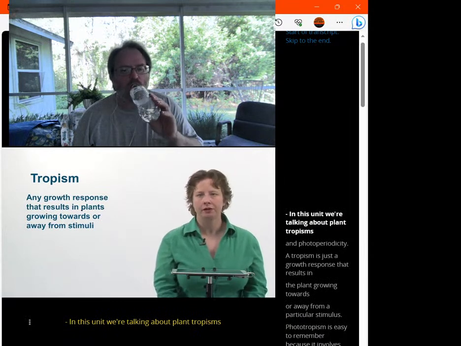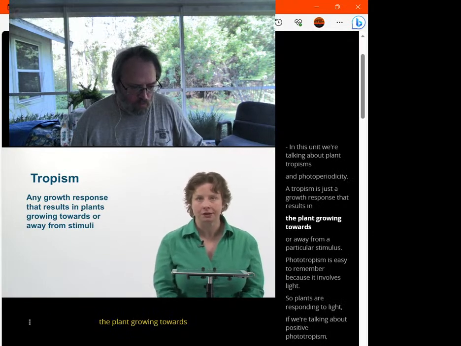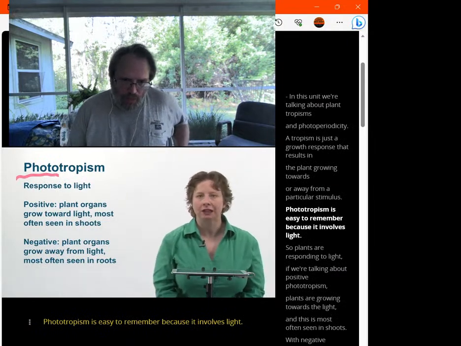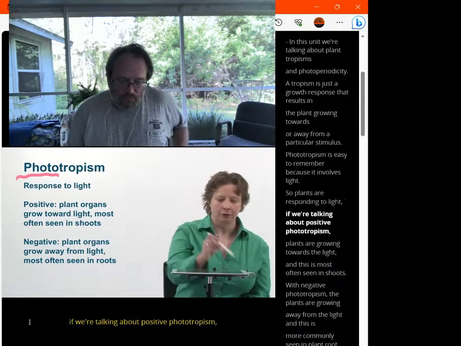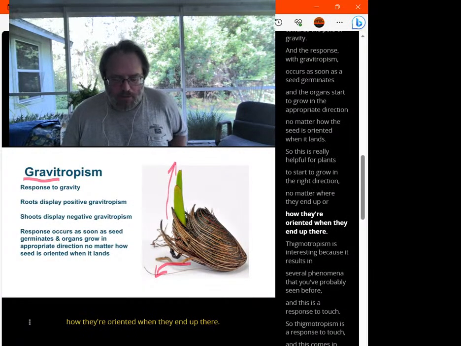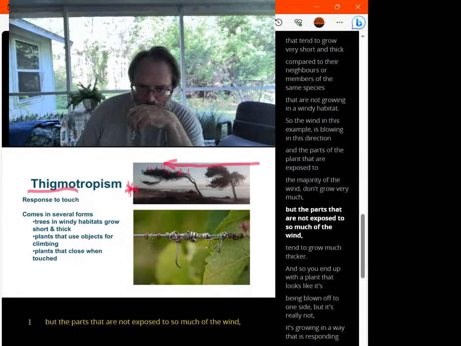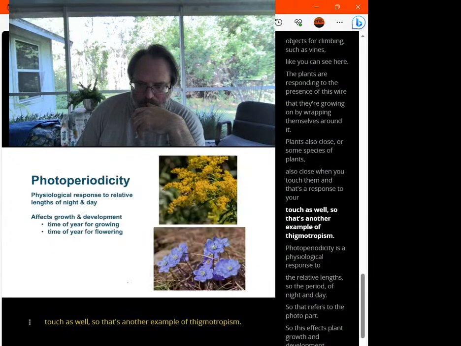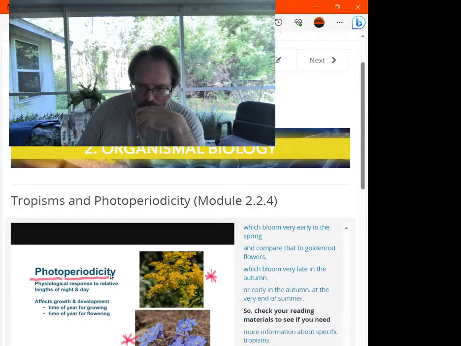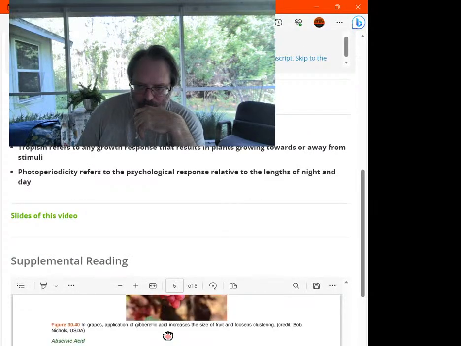In this unit, we're talking about plant tropisms and photoperiodicity. A tropism is just a growth response that results in the plant growing towards or away from a particular stimulus. Phototropism is easy to remember because it involves light. So plants are responding to light. If we're talking about positive phototropism, plants are growing towards it no matter where they end up or how they're oriented when they end up there. Parts exposed to the majority of the wind don't grow very much, but the parts that are not exposed, such as vines, like you can see, thigmotropism. In a certain time of year, some of them will flower early in the autumn at the very end of summer. So check your reading materials to see if you need more information about specific tropisms and photoperiodicity.